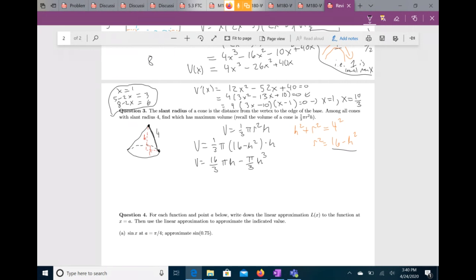All right. Okay, so this is our volume function, and we can just take the derivative. So it's now a function of H.